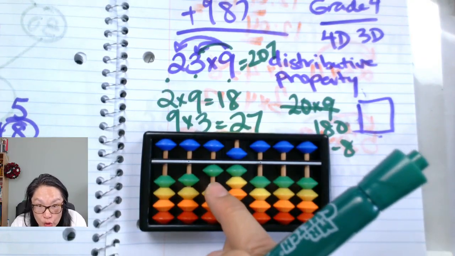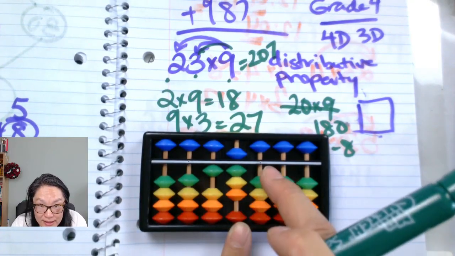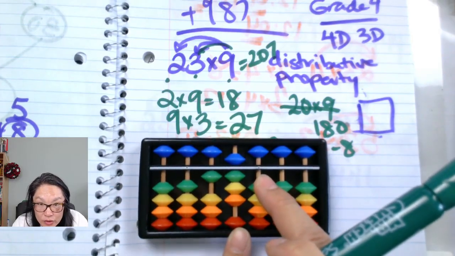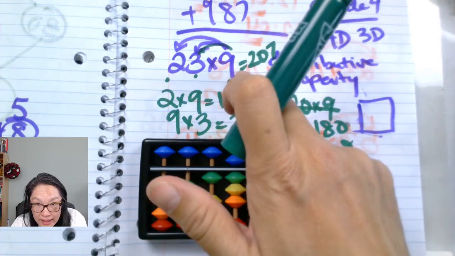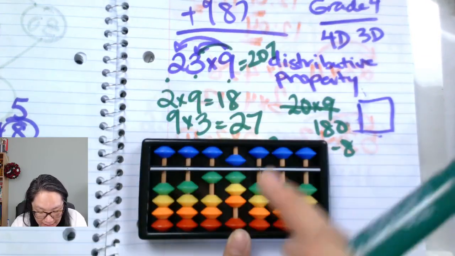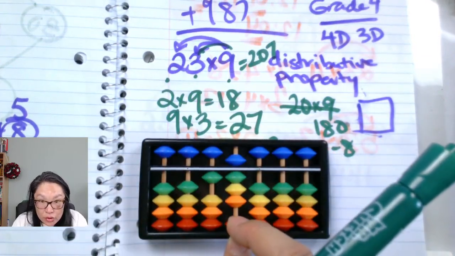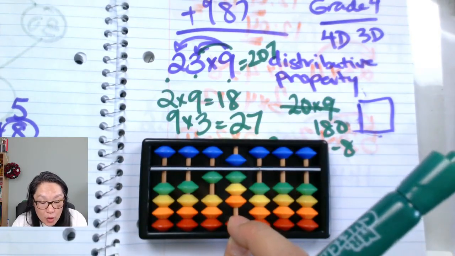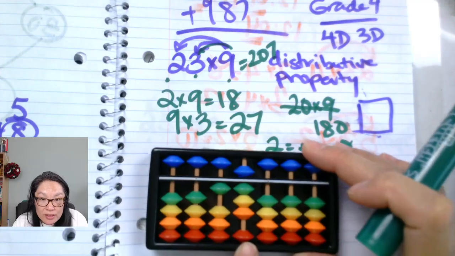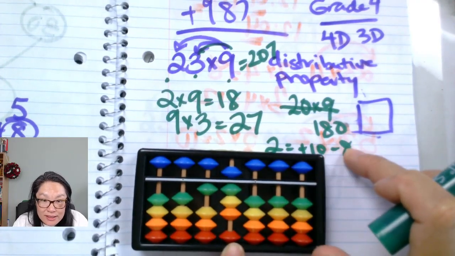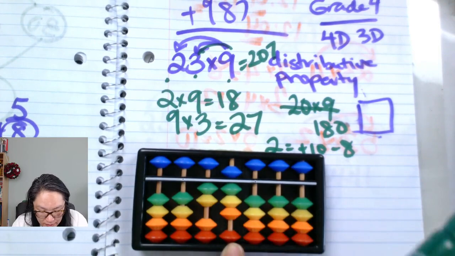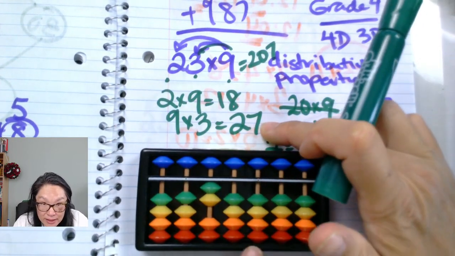I have 2, 18, 1, 8, 0. And then what do we do? Add 27. Oh, I got to do 9 times 3 is 27. 9 times 3 is 27. Plus the 2, plus the 7, plus the 2. We know how to plus the 2. How do we plus the 2? Plus the 2 is plus the 10 minus the 8. Plus the 10 minus the 8. And then we need to plus the 7.